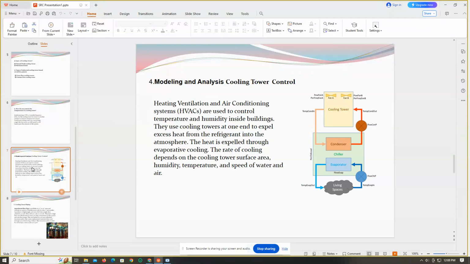Heating, ventilation and air conditioning systems are used to control temperature and humidity inside buildings. They use a cooling tower at one end to expel excess heat from the refrigerant into the atmosphere. The heat is expelled through evaporative cooling. The rate of cooling depends on the cooling tower surface area, humidity, temperature, and the speed of water and air.